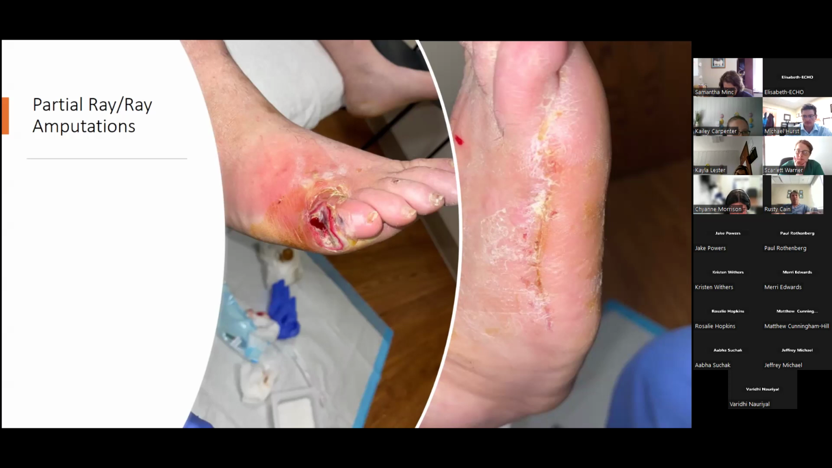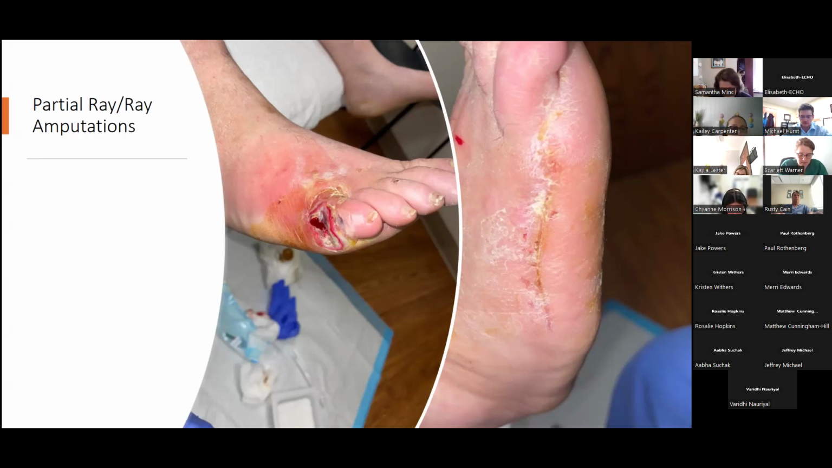So this is a partial fifth ray amputation. This gentleman came in with a bad diabetic ulceration to the lateral fifth metatarsal head there. At his initial presentation, I did not see anything on the x-ray, but he didn't progress over a couple of weeks. So we did end up getting an MRI on him, which did show osteomyelitis to that lateral fifth metatarsal head.